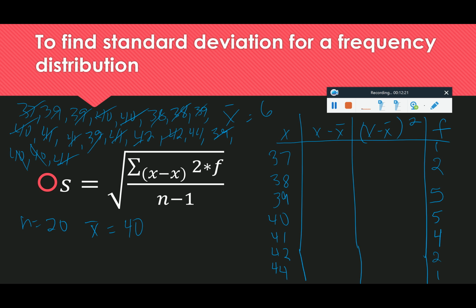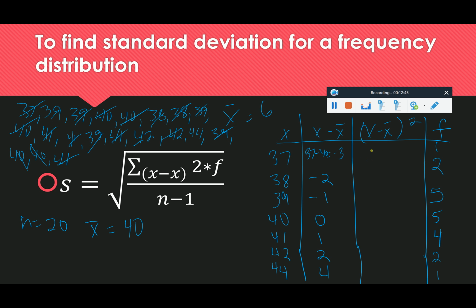Okay, so then I'm going to go ahead and subtract. So you're going to do 37 minus 40, you get negative 3. 38 minus 40 is negative 2. 39 minus 40 is negative 1. 40 minus 40 is 0. 41 minus 40 is 1. 42 minus 40 is 2. 44 minus 40 is 4.